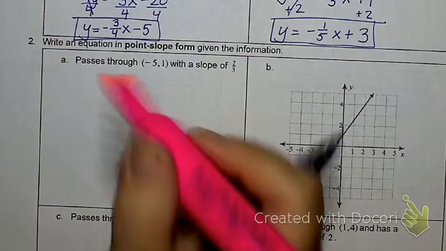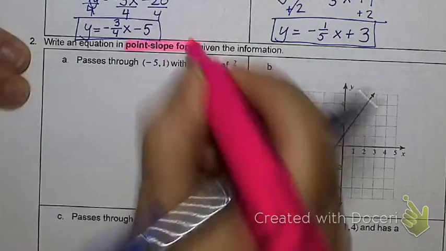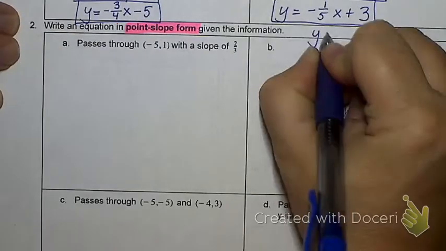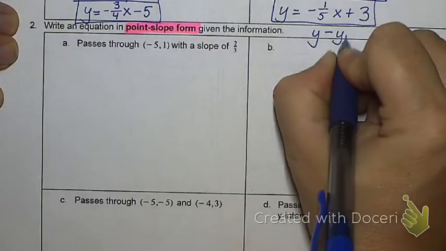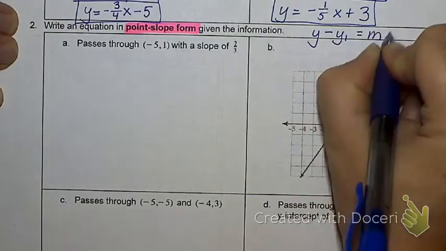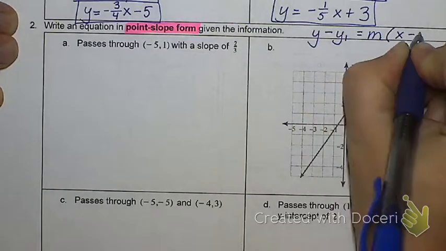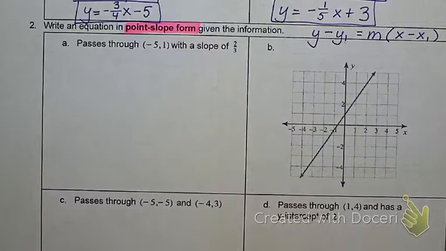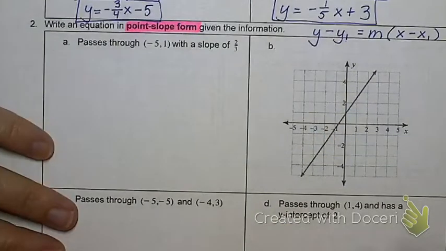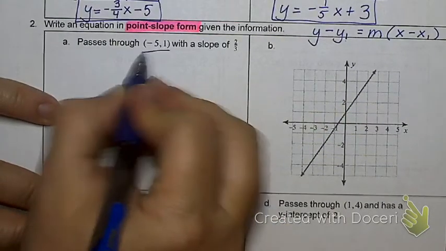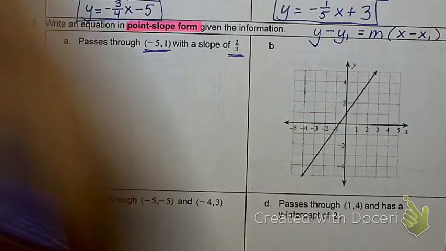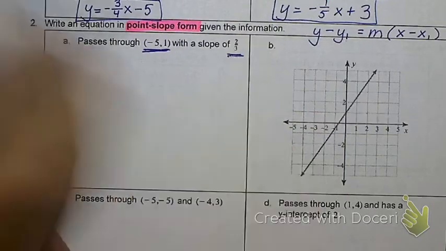Next section, point-slope form. What is point-slope form? y minus y1 equals m, parentheses, x minus x1. And the y1 and the x1 are from a point, right? So, I have a point and I have a slope. That should be my giveaway that I'm using point-slope.